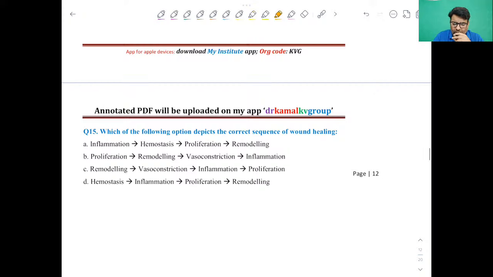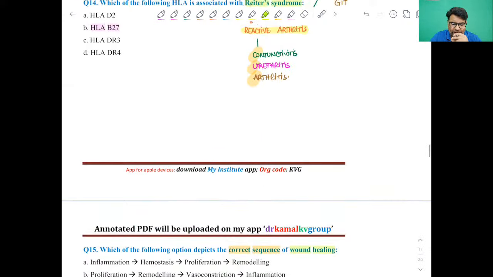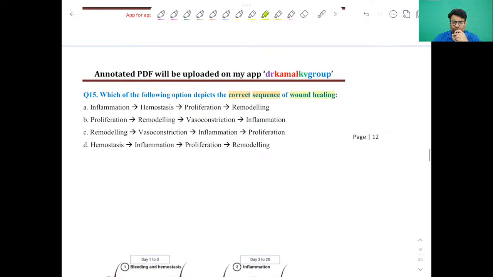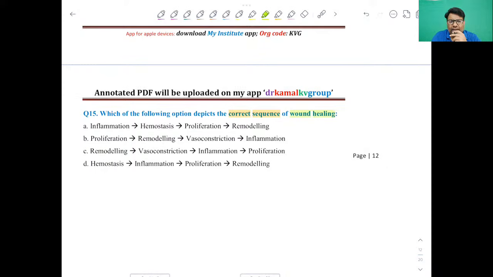Next question, what is the correct sequence of wound healing? Right? Yes, Varsha, absolutely right. This is HLA B27. Kakul, absolutely right. HLA B27. Now, which of the following depicts the correct sequence of wound healing? So you have to tell me what is the correct sequence in which a wound heals. Yes, anyone? Correct sequence of wound healing.